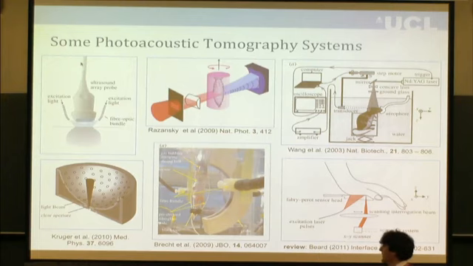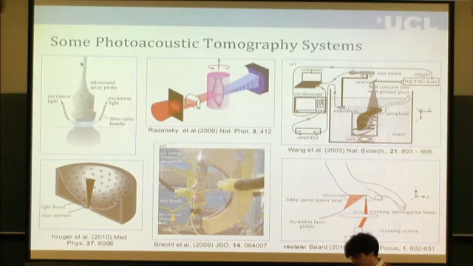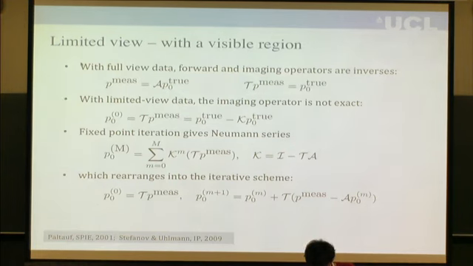Okay, so if we go back to this example here, where Bob's got quite nice data, how does he reconstruct an image if all the reconstruction algorithms assume you've got a complete field of view? So you should be able to get an exact algorithm. Actually, you can fairly straightforwardly get the exact solution in the limited view case, as long as you've got a visible region, just by iterating.